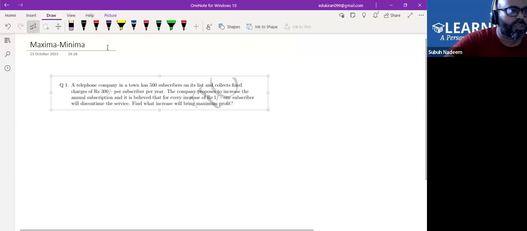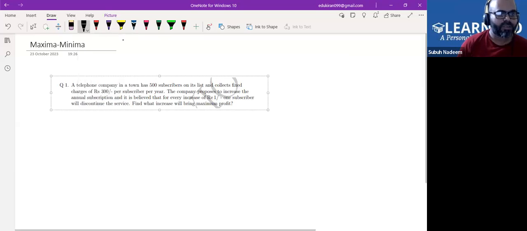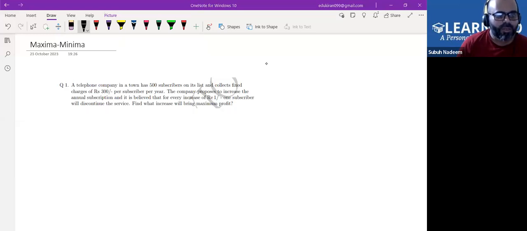First question which we need to discuss. A telephone company in a town has 500 subscribers on its list and collects fixed charges of rupees 300 per subscriber per year. The company proposes to increase the annual subscription, and it is believed that for every increase of rupee one subscriber will discontinue the service. Find what increase will bring maximum profit.